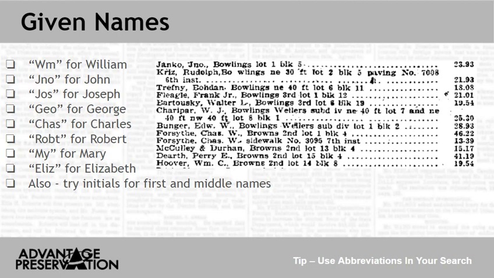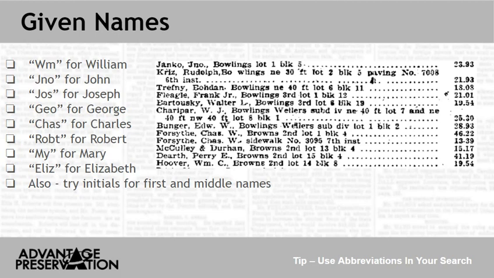Let's go through the list a little bit more. Go down to see, you've got initials, W-J Charapar. Make sure to put their initials in as an alternative search. E.D.W. Bunger. Well, E.D.W. is shorthand for Edward. The next one yields another one. Chaz Forsyth. In fact, there's 2 entries there. Chaz is an abbreviation for Charles. And down at the bottom is the last one. That's W.M. for William.